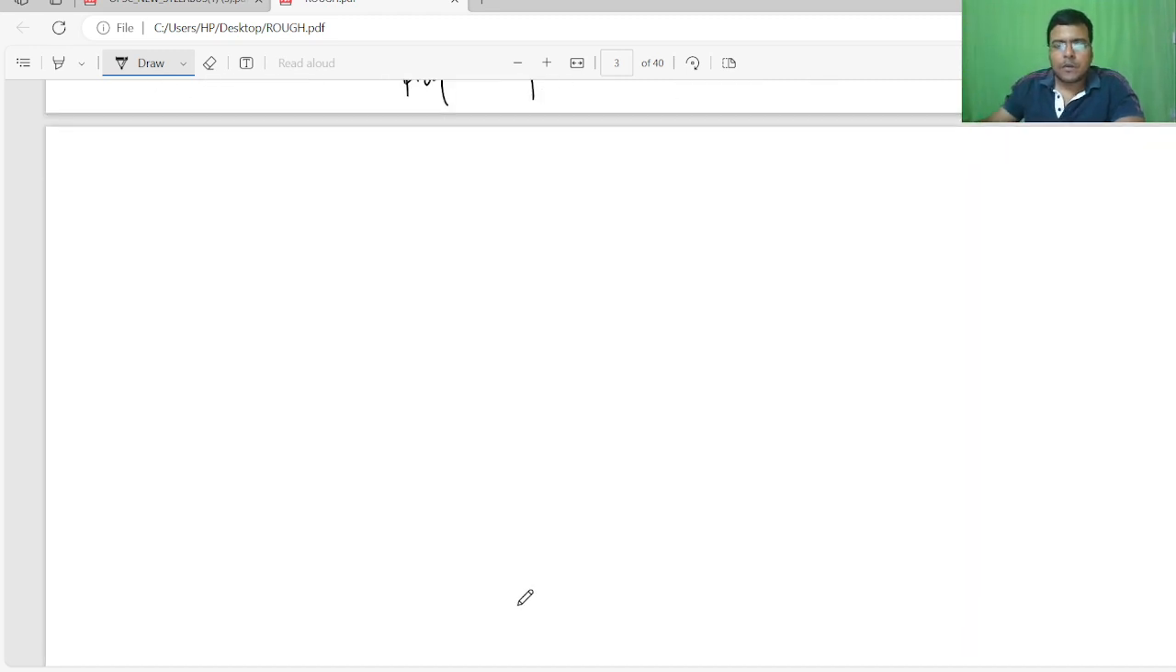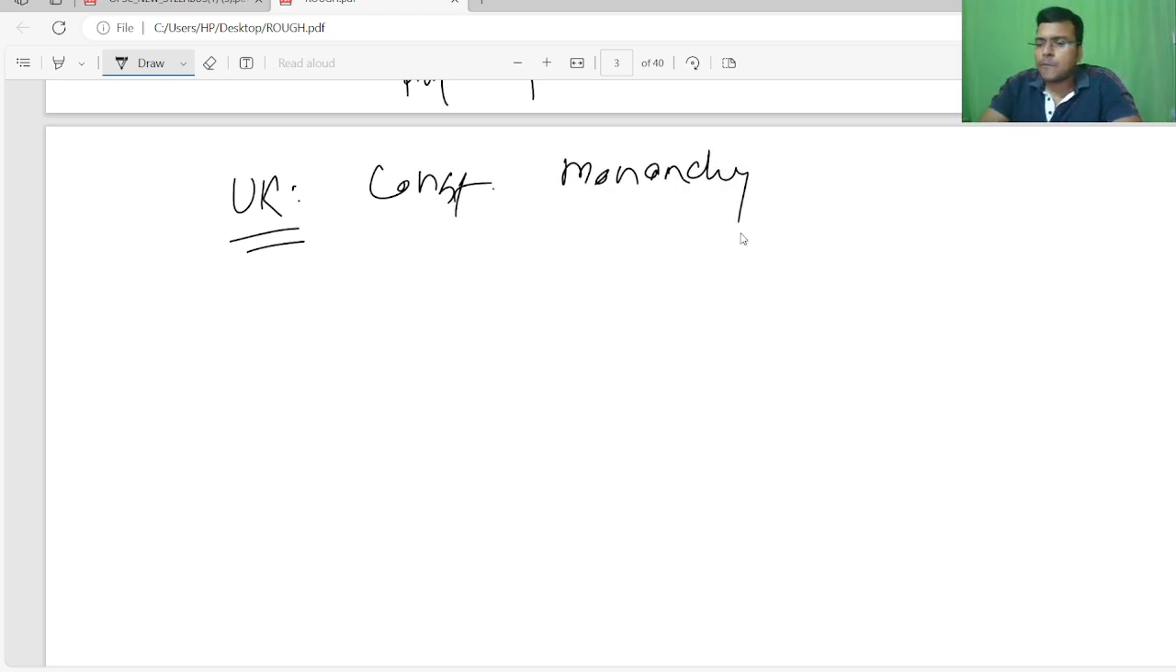Same with the UK. The UK constitution decided it is a constitutional monarchy. Constitutional monarchy means the head of the state is not elected; it is hereditary. USA, it is a democracy, presidential form.